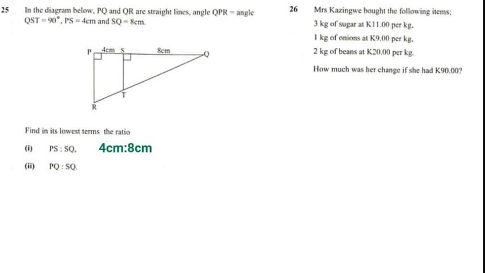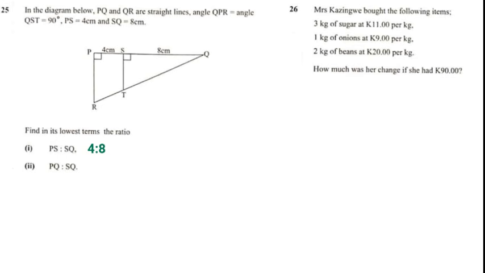Now remember, ratios are not supposed to have units, so we're going to get rid of units. I just did this so that you can understand which numbers we are getting. Now, the question is asking us to write the ratio in its lowest term. So we need to find the highest common factor of 4 and 8. Then we use that highest common factor to divide 4 and 8. So the highest common factor of 4 and 8 is 4.